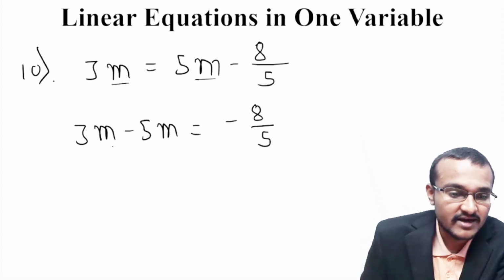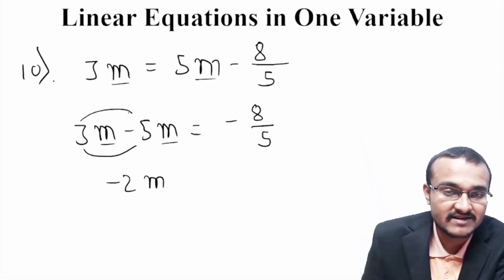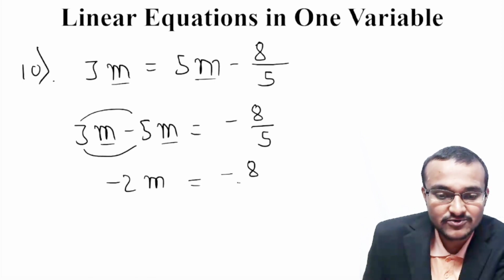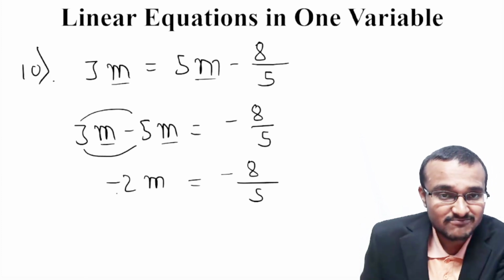Now when you solve this particular equation, you will actually get 3 minus 5, that is minus 2. m is common because m is the same variable for these two numbers, so that's why you can perform subtraction between 3 and 5. So 3 minus 5 is minus 2m. Now you have minus 2m is equal to minus 8 by 5. That shows minus 2m, the minus symbol is there.